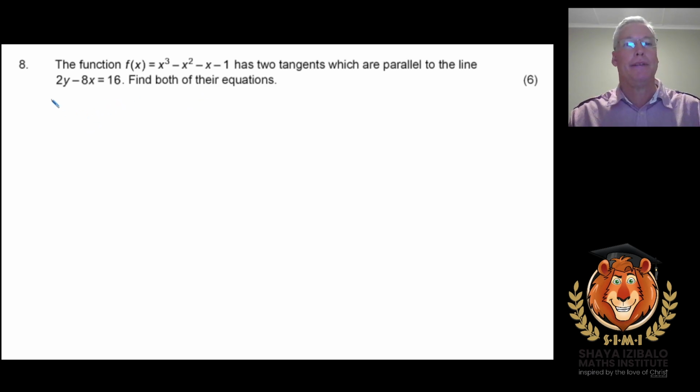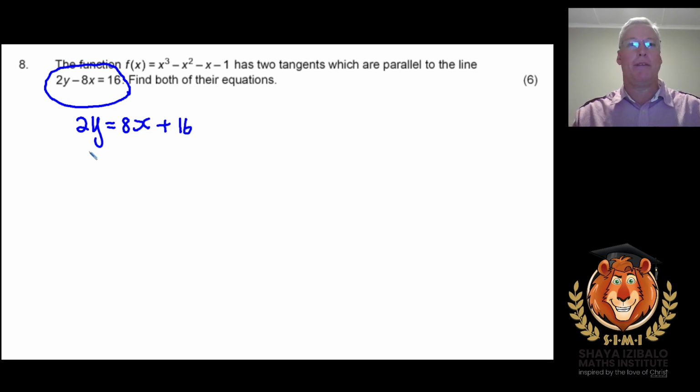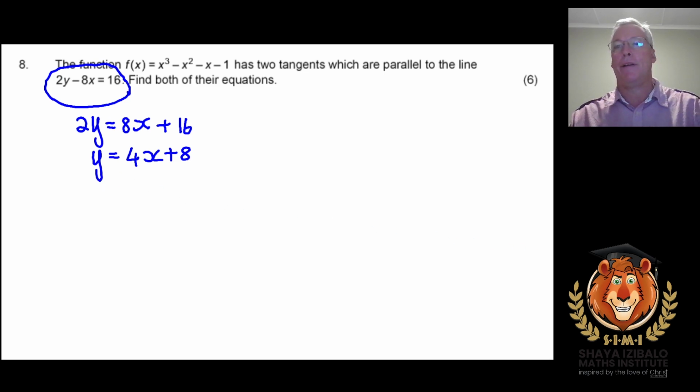Well, let's have a look. This line is not in standard form. It's 2y equals 8x plus 16, which obviously means that y equals 4x plus 8. So the crucial thing here is that the gradient of this line is 4. Now what we're going to do is work out where this curve has a gradient of 4. So let's differentiate it.